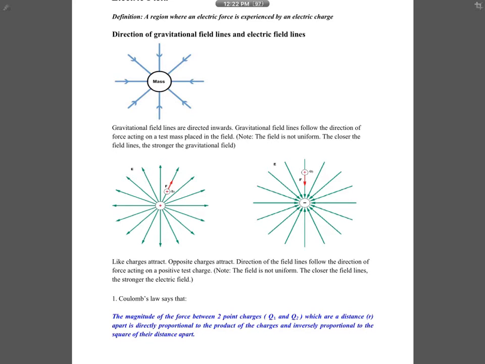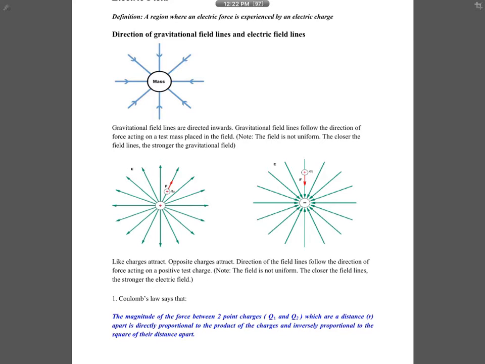So that means it is a region where an object will experience a force. So what kind of object will experience a force in an electric field? It must be a charge. So the definition of electric field is a region where an electric force is experienced by an electric charge. Now, how do we draw electric field lines?